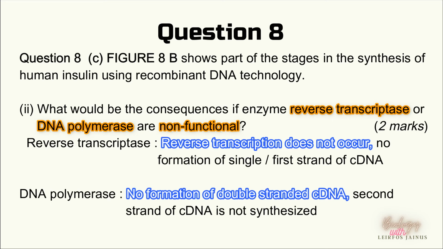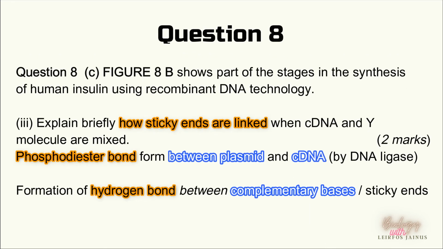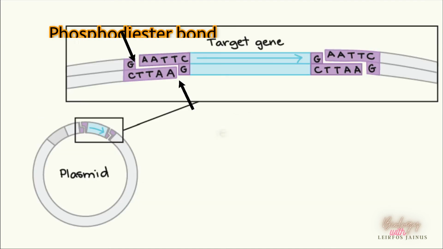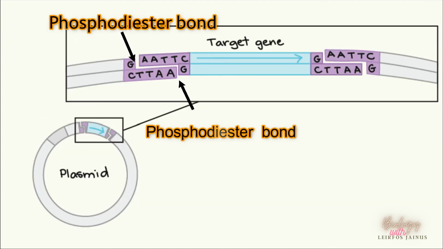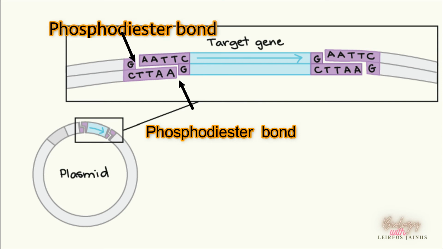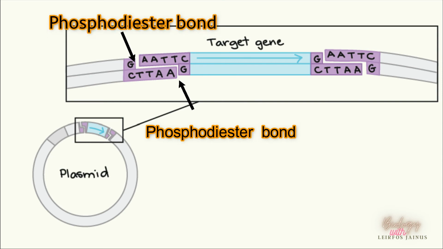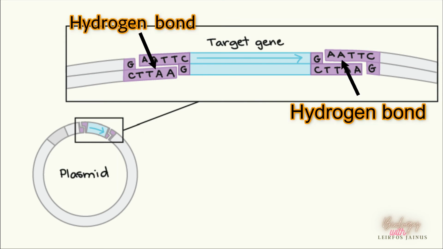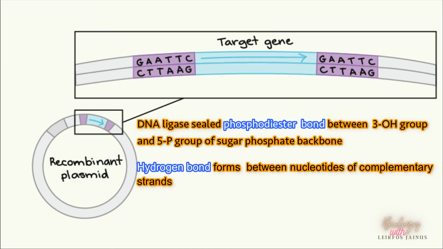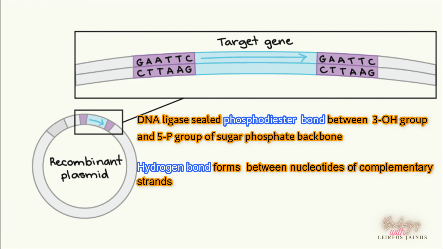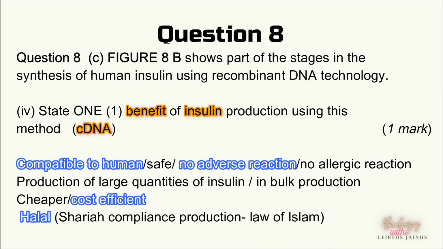How are sticky ends linked between cDNA and plasmid? There will be two bonds formed. First, the strong covalent bond called phosphodiester bond will be formed between the sugar phosphate backbone of cDNA and plasmid. The second bond, hydrogen bond, will form between nucleotides of complementary strands to form the recombinant plasmid. The last question, the benefit of insulin produced using cDNA.